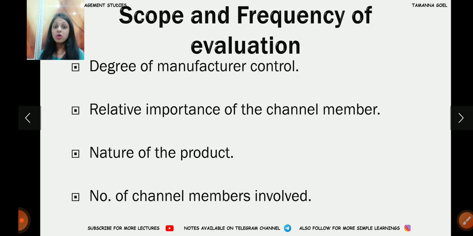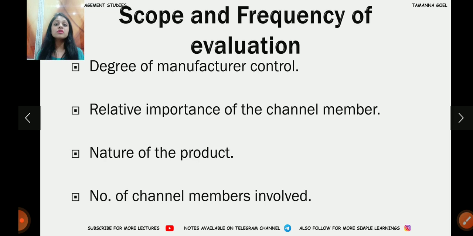Sometimes intermediaries are stronger than the manufacturers. For example, there might be a very small manufacturer, let's say, who makes soaps. He doesn't have a very renowned brand, but he is selling his product through, let's say, a very big market, for example Big Bazaar. In this case, Big Bazaar is an intermediary. That manufacturer of soap is the person who is actually making the product. So in this case, intermediary is stronger. In this case, the manufacturer has lesser control over the intermediary, so he cannot really evaluate the performance of the intermediaries, right? So degree of control that you have.